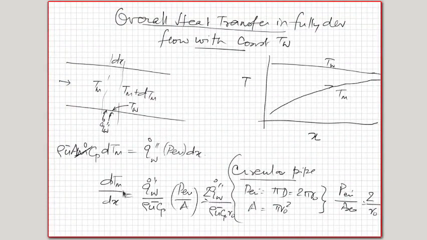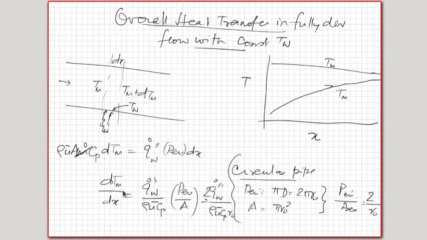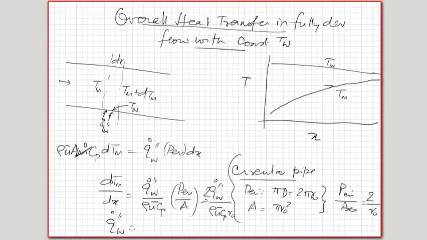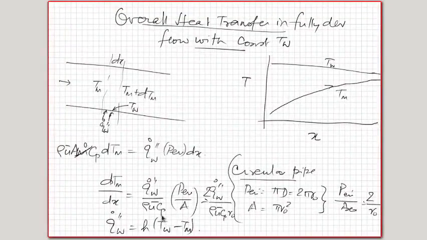And if I write this Q wall as H into T wall minus T mean, okay, this is a general expression.